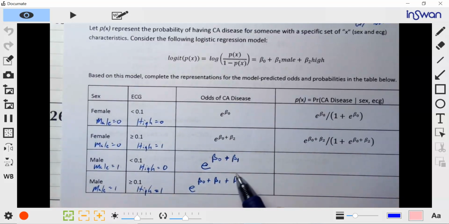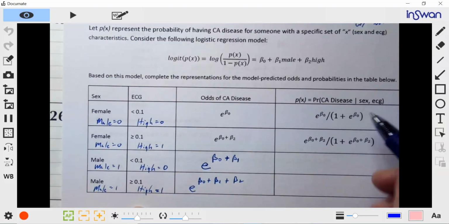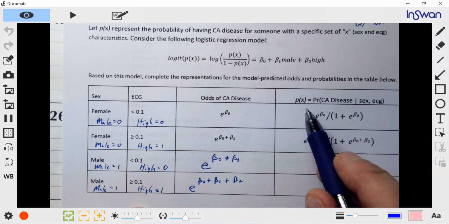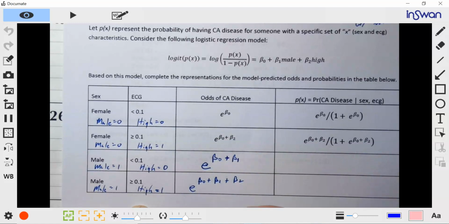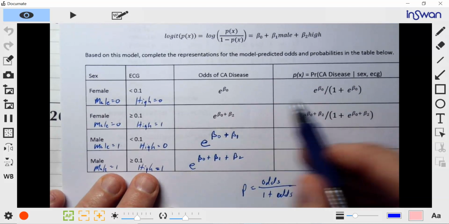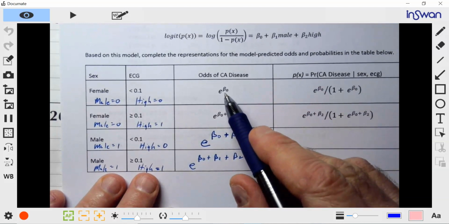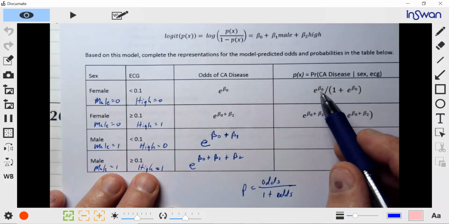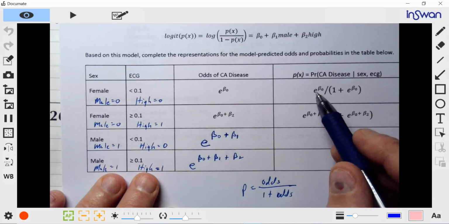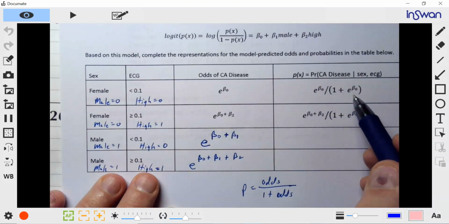Okay, so these are the odds, and if we convert them now to probabilities, remember that probability is equal to odds over 1 plus odds. I think I've written that several times now. So if the odds is e to the beta 0, then the probability from this model is e to the beta 0 over 1 plus e to the beta 0.